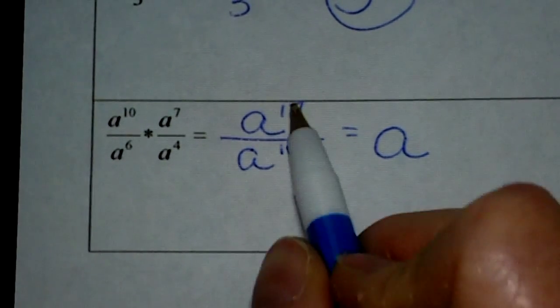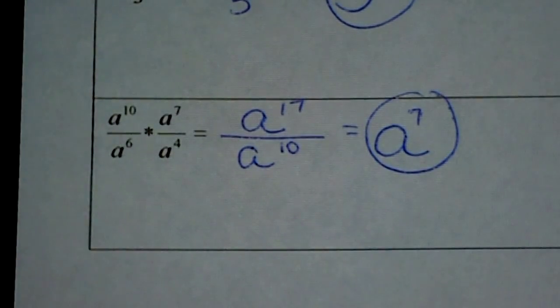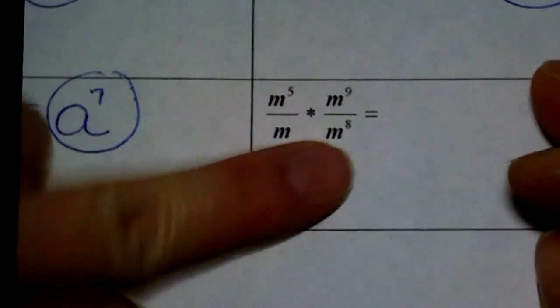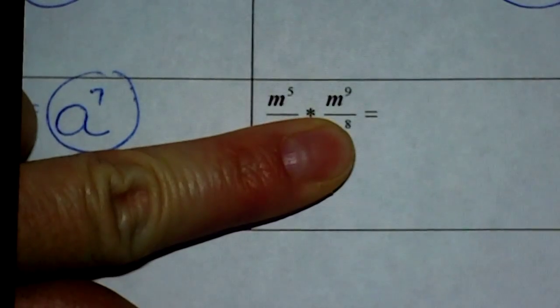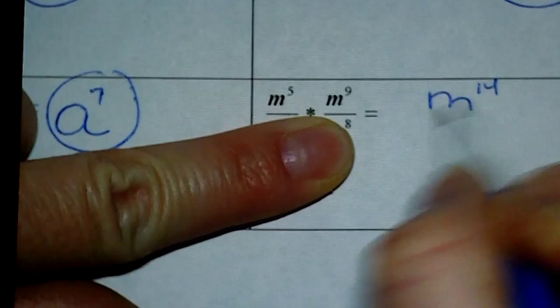Anyway, 17 minus 10 is 7. So for this one, a to the 7th power represents this same exact thing. They're worth the same amount. This is simplified. Last but not least, m to the 5th times m to the 9th. Bring over the base, yep, and 5 plus 9 is 14.